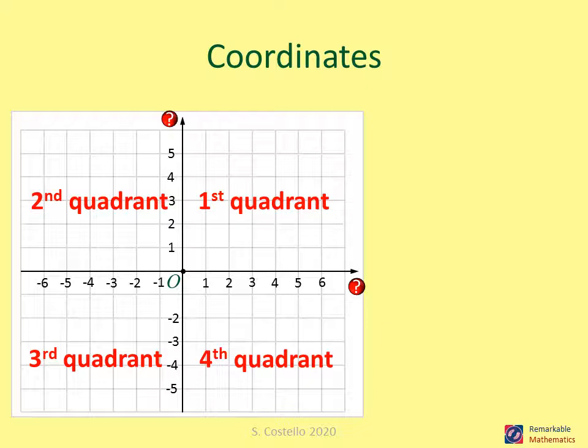So the axes, we have 2 of them. The one horizontal going across the page is called what? The x-axis, and the vertical one is called the y-axis.